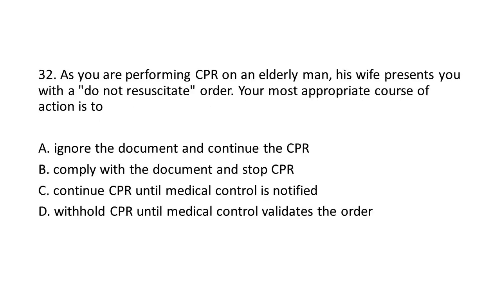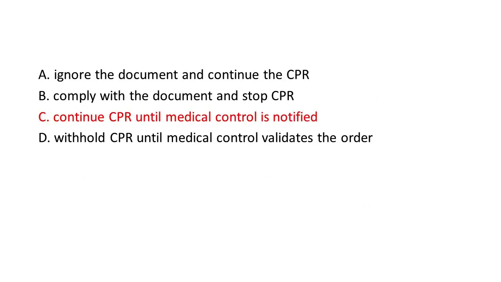32. As you are performing CPR on an elderly man, his wife presents you with a do not resuscitate order. Your most appropriate course of action is to A. Ignore the document and continue the CPR. B. Comply with the document and stop CPR. C. Continue CPR until medical control is notified. D. Withhold CPR until medical control validates the order. The answer is C. Continue CPR until medical control is notified.